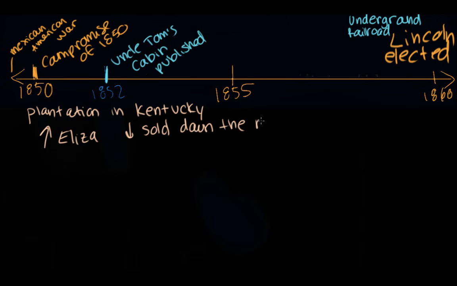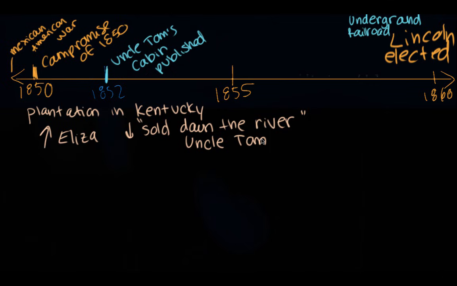So Eliza is trying to make sure that she and her son are not separated by being sold. So she decides that she's going to escape and take her son with her up to Canada. But Uncle Tom, he's sold in the opposite direction. He's getting farther away from freedom by heading down the Mississippi.